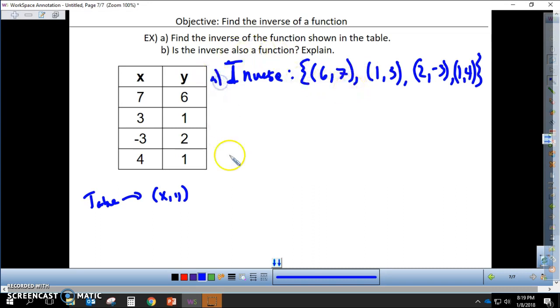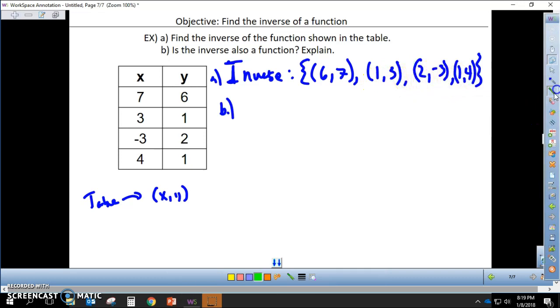Done. Okay. Part B, is the inverse also a function? Well, I'm going to look. I'm going to inspect my x's. So 6, 1, 2, and 1. Okay, so here there's more than one 1, so we have to look at our y values. 3 is not 4. 3 is not 4. So this is not a function.